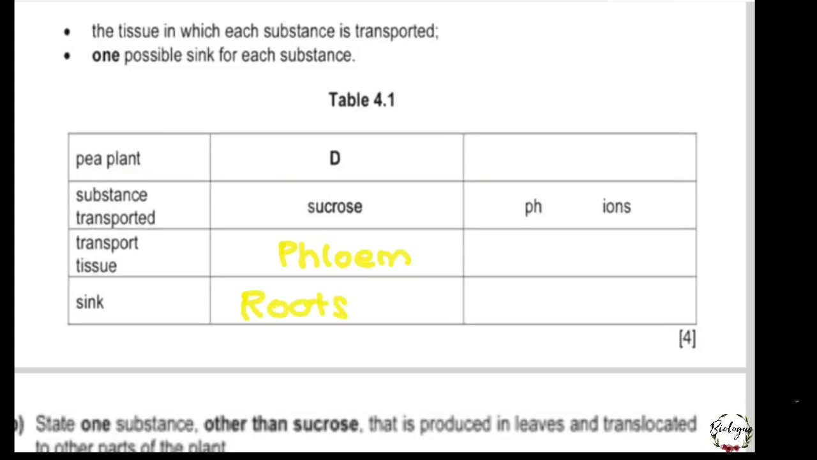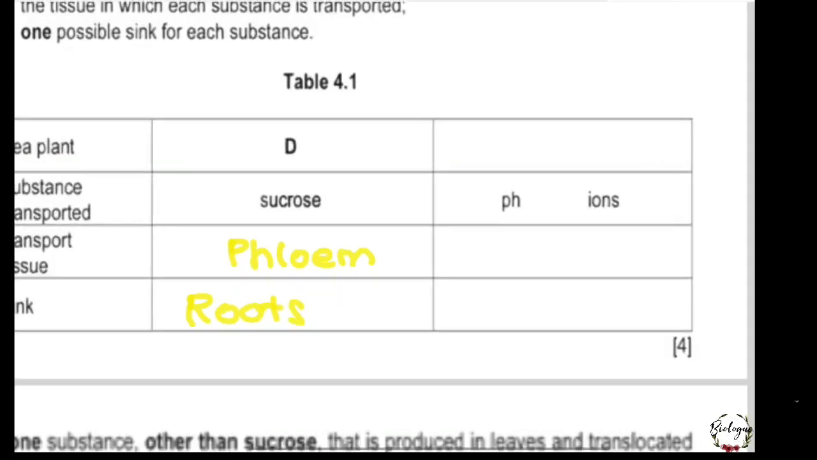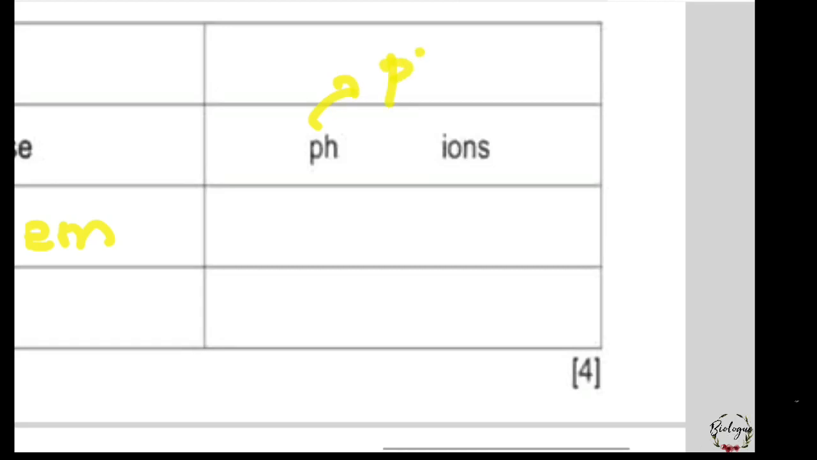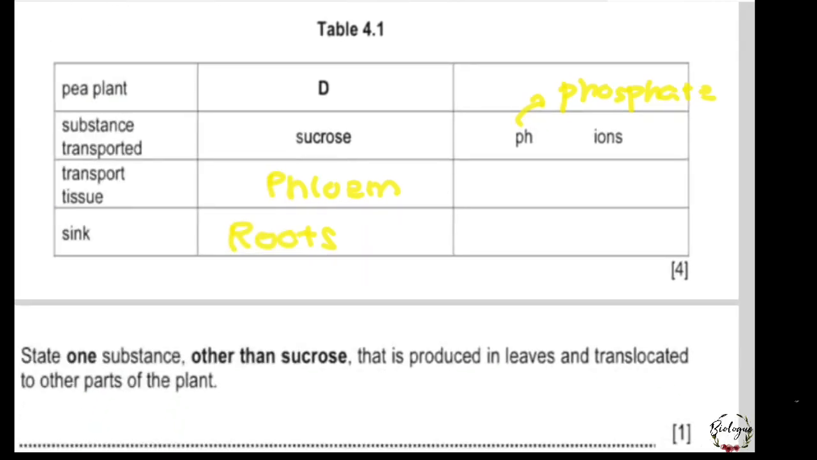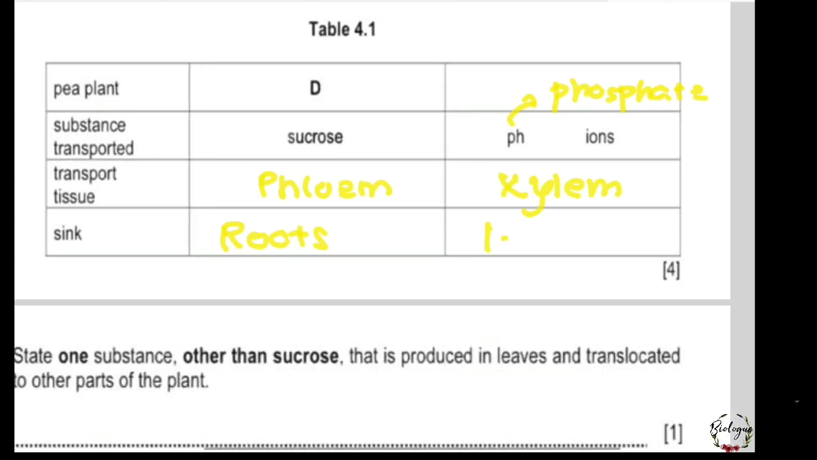So a good example would be to actually put roots. So let's write the roots. Now, P, I think this basically refers to phosphate. So let's write that down. Phosphate ions. Remember that ions are dissolved in the water and are taken up by the xylem. So the transport tissue over here would be the xylem. And similarly, the sink could be anything, wherever it is stored or used. For example, the leaves, right? The leaves require water and these ions for their metabolism, for their growth, and they require the water for photosynthesis. So the sink could be leaves in this case.